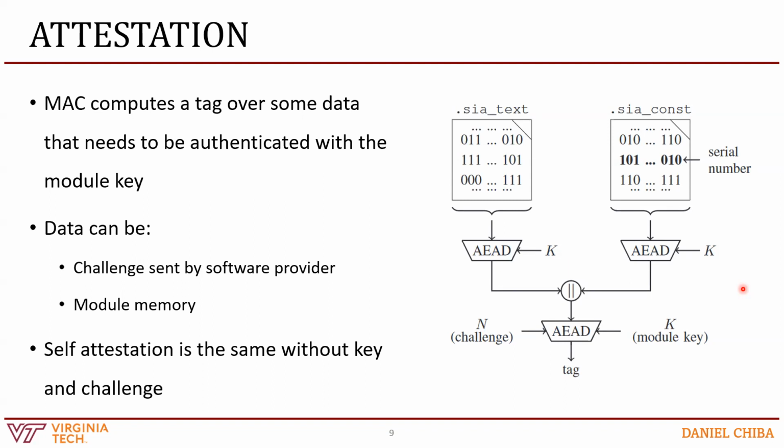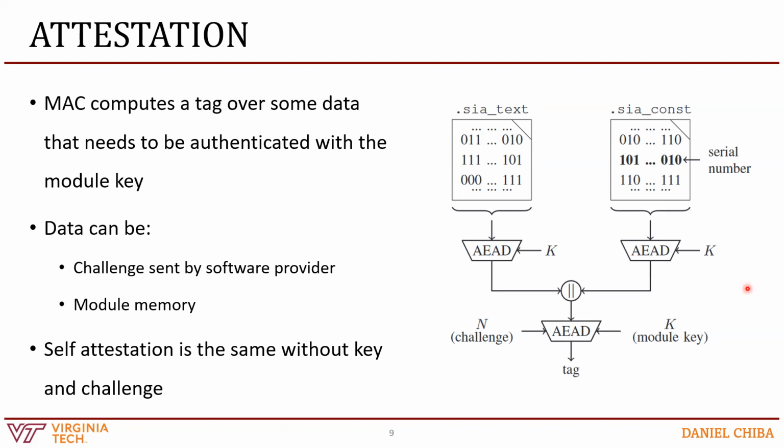That's a relatively short process. Or it can be the entirety of the module memory, which includes the text and constant sections, not the data section, because that's subject to change, of course. The text and constant sections, that is what they call slow attestation. What they recommend is you can run fast attestation maybe multiple times a day and slow attestation maybe once a week.